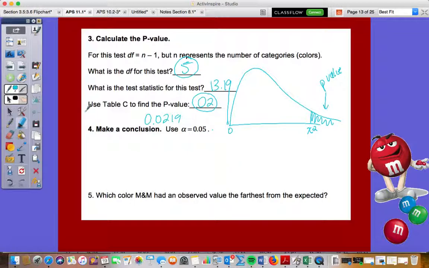Also from table C, just remember we go to degrees of freedom and find the closest test statistic and relate it to the p-value, okay? And that's how we found it, 0.02. We got 0.0219 on the calculator, but that would work, okay? By the way, just a heads up, this is called the tail probability. Just make sure you get that down, okay?